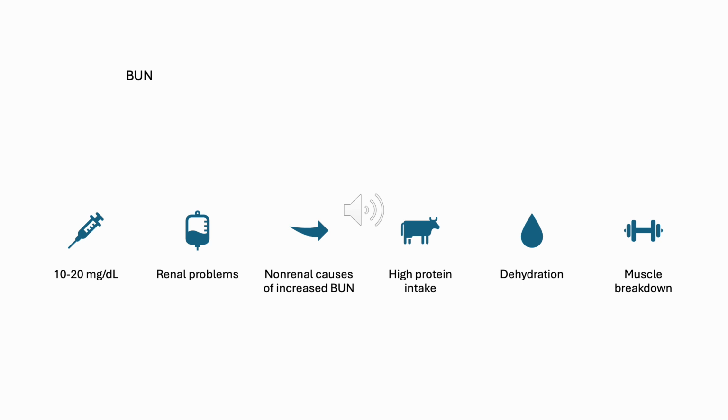If somebody has GI bleeding, that could increase the BUN because your body is going to digest blood in the GI tract as a protein. Dehydration causes a high BUN, and muscle breakdown also causes a high BUN.